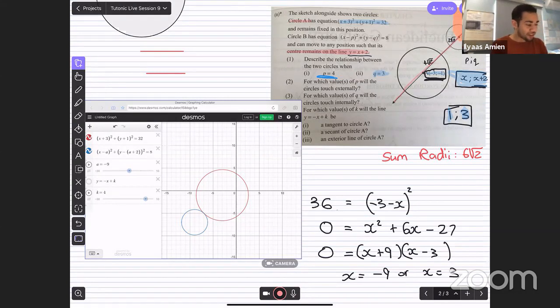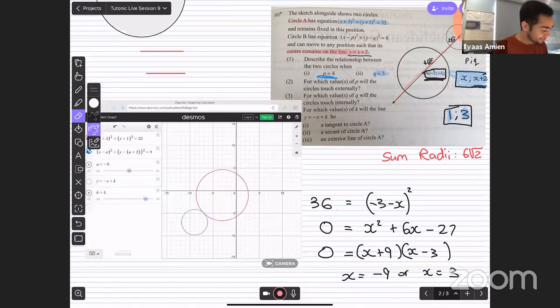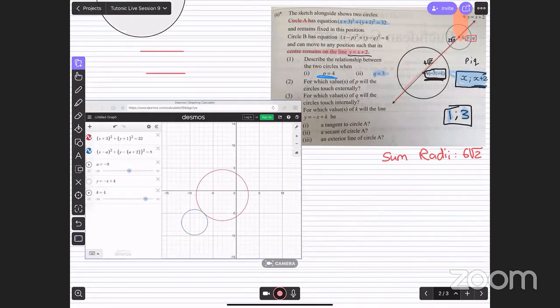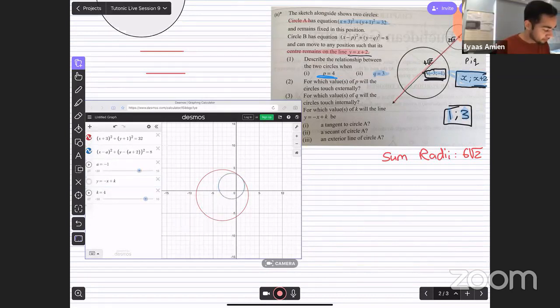Now, for which values of Q will the circles touch internally? How do we break down this question? Make the distance between the circles less than the sum of the radii. What does it mean to touch internally? The circle will be on the inside, but won't it just be the same values, just on the other side?